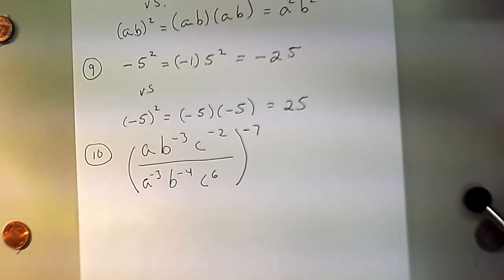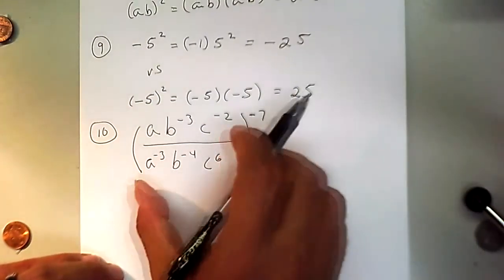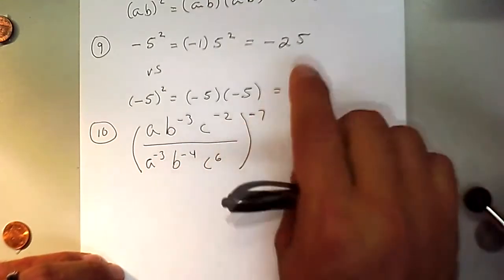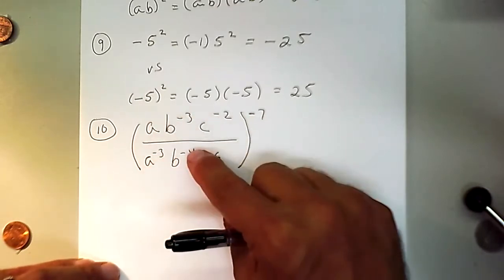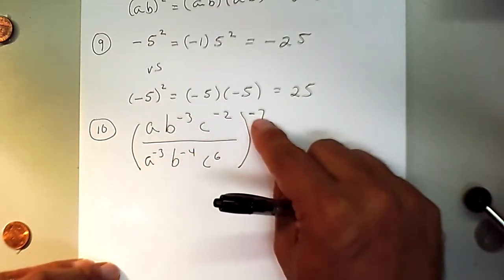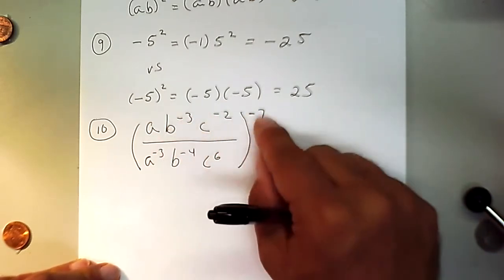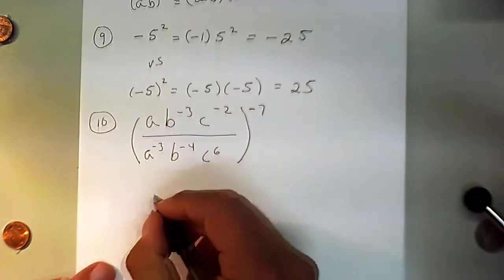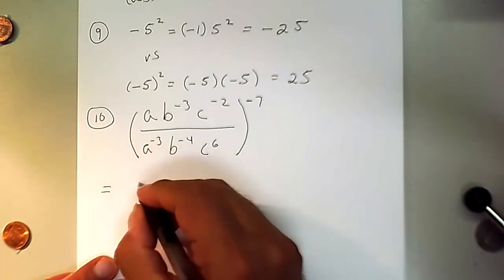Essentially, there are two ways to go about this. We can simplify what is inside of the parentheses first and keep the negative 7 out, waiting while we simplify this, and then apply the negative 7 after. Or you can apply the negative 7 first and then simplify what is left over. Let me show you both ways. I don't think one is necessarily better than the other.